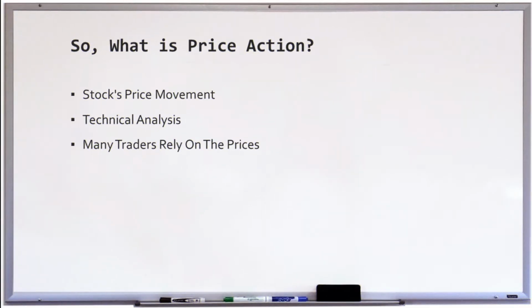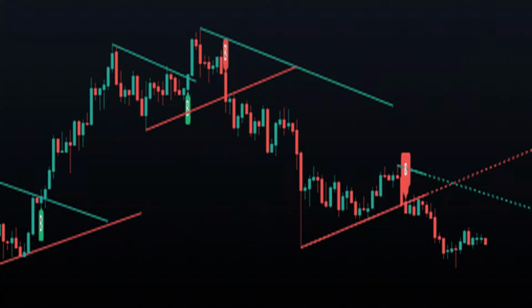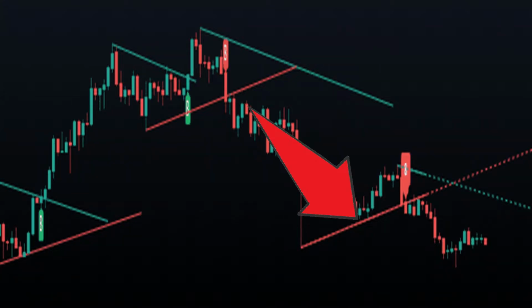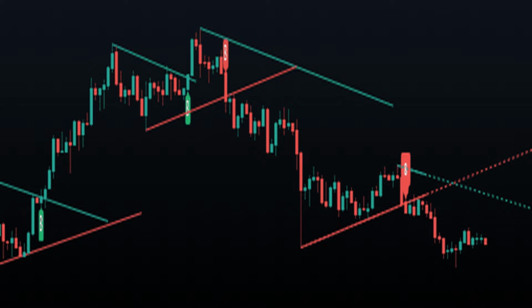A stock's price movement can provide valuable information to make informed decisions. Technical analysis of the data is used to better understand its trend toward a given direction. Many traders rely on the prices and on possible trends they can notice to make their decisions. This is also true for short-term traders. Technical analysis is a practice that's based on prices since it uses past price data in its calculations.